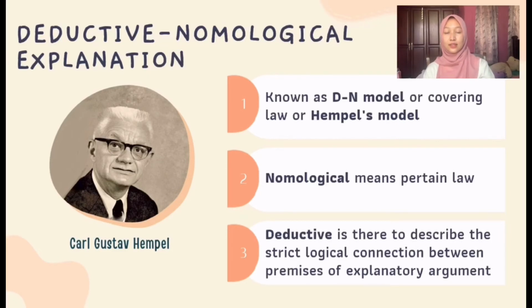Okay, next. Deductive is there to describe the strict logical connection between premises of an explanatory argument. As I said just now, the explanation in this deductive nomological is strictly logical. It must be related to scientific and natural law. It must be logical. I will show you an example of deductive nomological explanation.